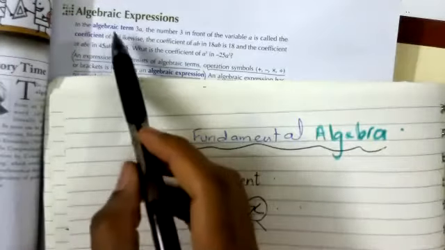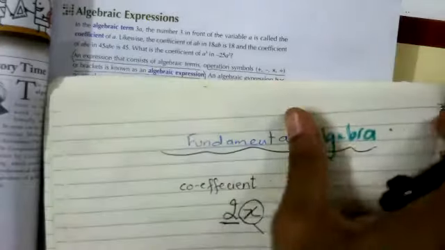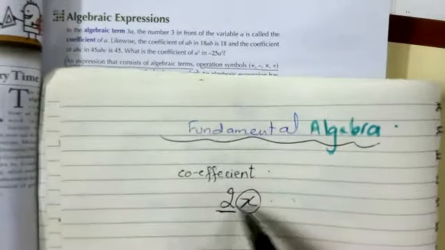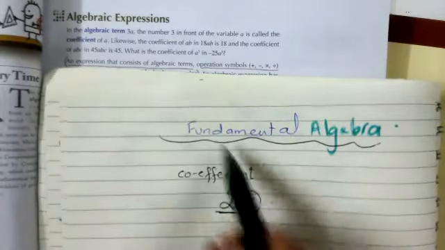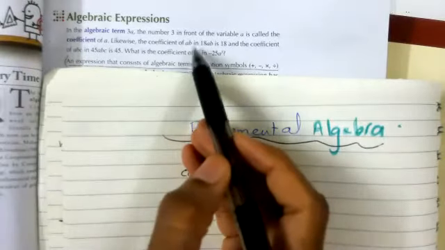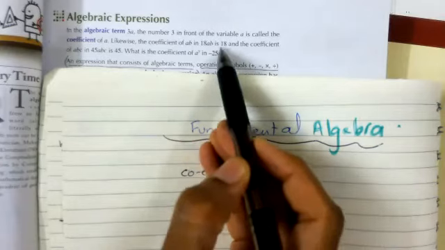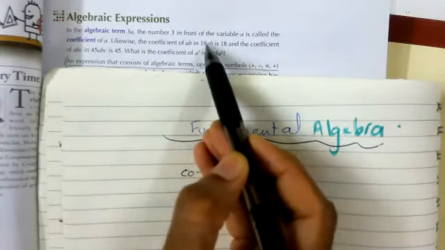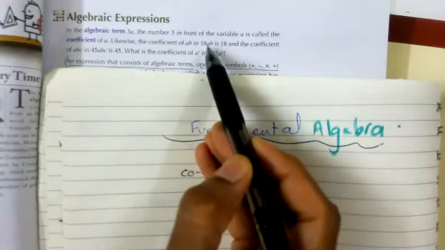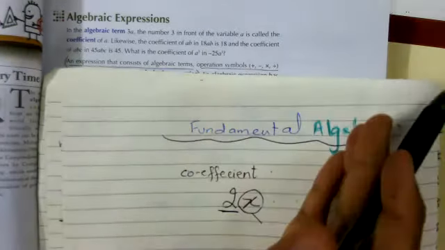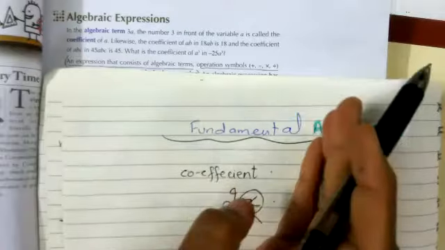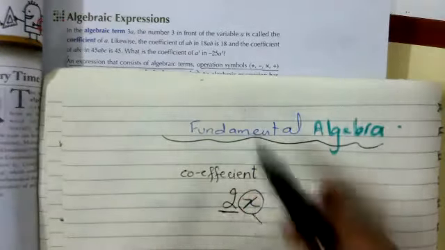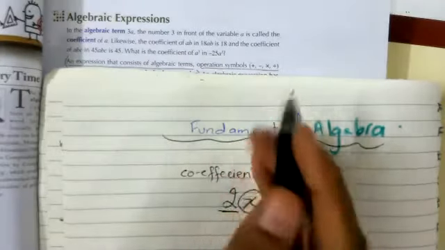For example, in the algebraic term 3a, the number 3 in front of the variable a is called the coefficient of a. Likewise, the coefficient of ab in 18ab is 18. So this has a fixed value. This value will not change, but the values of a and b are not known yet. We haven't found them out.